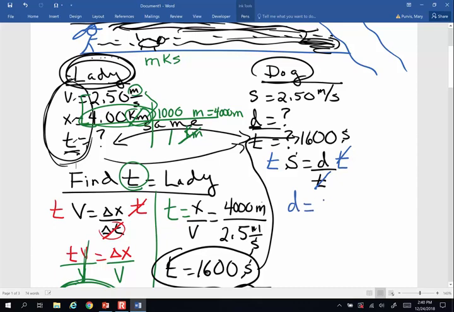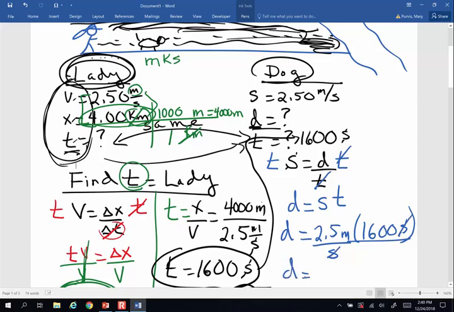Distance will be equal to speed times time, or the distance in this case is going to be 2.5 meters per second times 1,600 seconds. Seconds are on the top, seconds are on the bottom. Those are going to cancel. I'm going to get a total answer of 7,200 meters, and that's the distance the dog traveled.